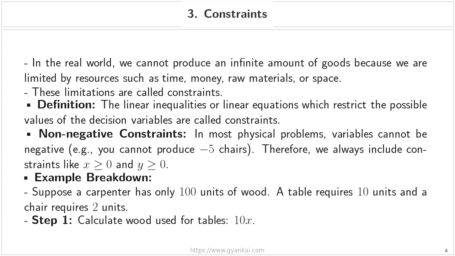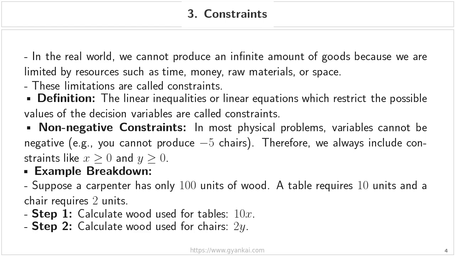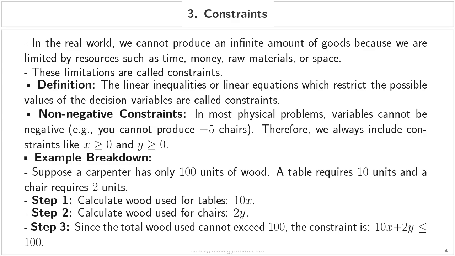To build the constraint, we follow 3 simple steps. First, we calculate the wood used for tables, which is 10 times x. Second, we calculate the wood used for chairs, which is 2 times y. Finally, since the total wood used cannot exceed our limit of 100, we combine them into a single inequality: 10x plus 2y is less than or equal to 100. This inequality is a constraint, and it works alongside our objective function to define the boundaries of our optimization problem, which we will define in the next slide.